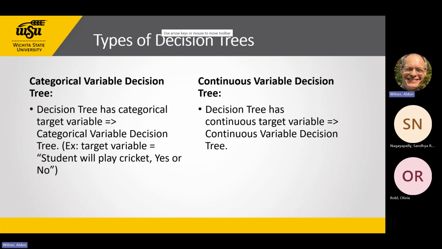We've got 2 types of decision trees we can deal with. We can do a categorical, or we can try to do a continuous one. And a continuous decision tree on a binary split where you're doing categorical splits at every level sounds a little weird, right? But you can make it work. So, again, with a target categorical variable, the student will play cricket, yes or no, right?